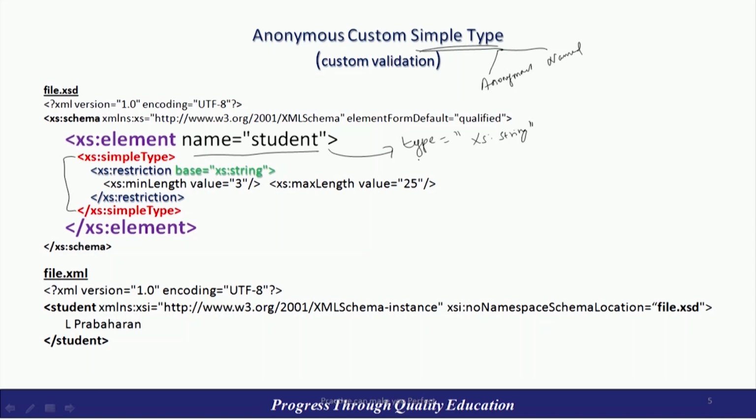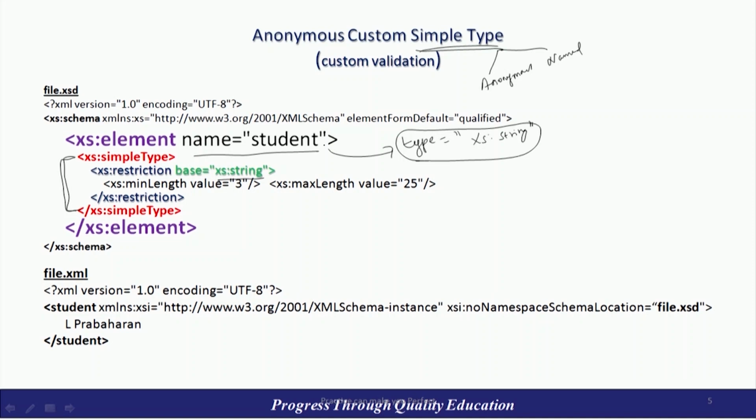But it is not given. Instead of that, I have given within the simple type. Look at this. Within the simple type, the restriction base has been given as xs:string. So we should not give this in this place. That is why I have not given already. xs:element name equal to student, followed by xs:simpleType and xs:restriction base equal to xs:string I have given.